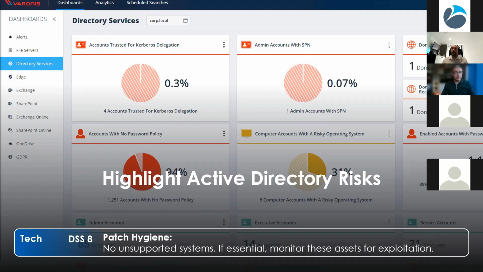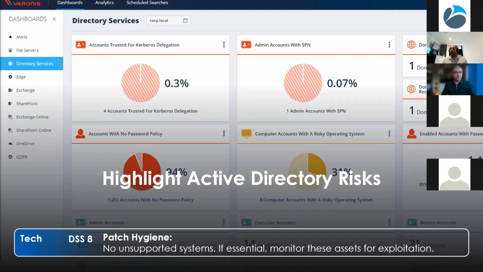We'll look at things like your admin accounts with service principal names. These are accounts that are easy to get the details of. Anybody in the organization can request those tickets, they can take them offline, and they can run through a process called Kerberoasting, and they can then log back onto the network with admin level privileges.